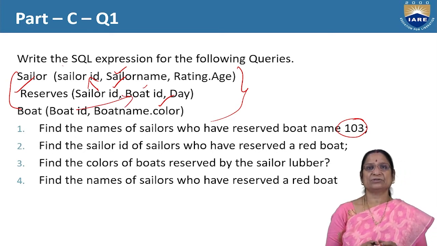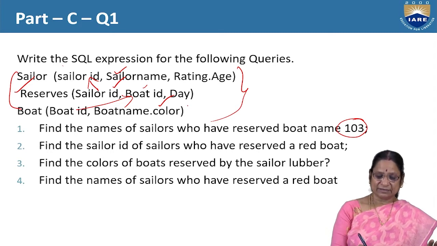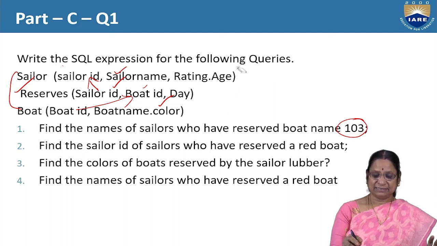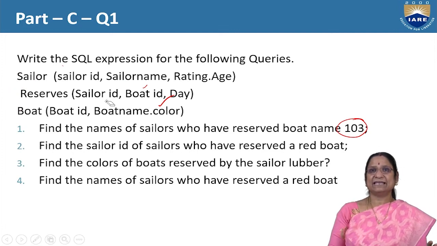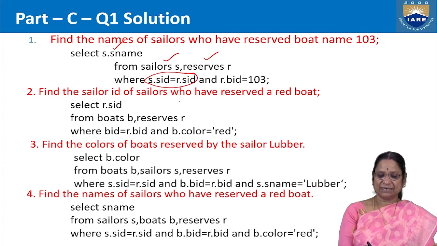So three relations are joined by using two join operations. From those joined tuples, color is available as red. Only those tuples are going to be considered by us. From those tuples, what are the things to be displayed? Only Sailor IDs. So find the Sailor ID of sailors who have reserved a red boat, meaning the Sailor ID of reserves.